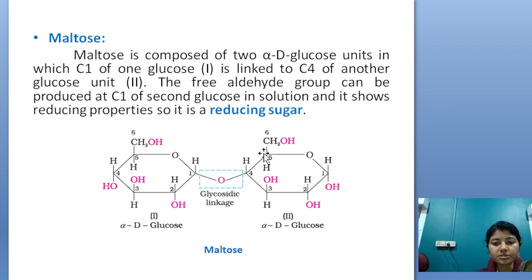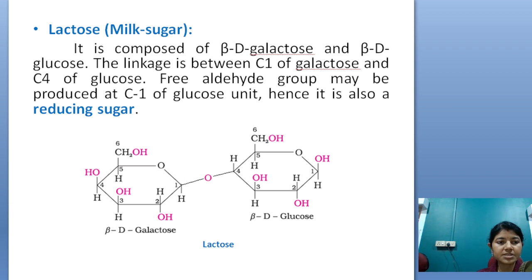In this maltose molecule, the C1 end of the other unit remains free to reduce the Fehling solution. So that's why the maltose molecule is a reducing sugar, but sucrose is not, since the hemiacetal and hemiketal groups are both engaged in the formation of the glycosidic linkage.